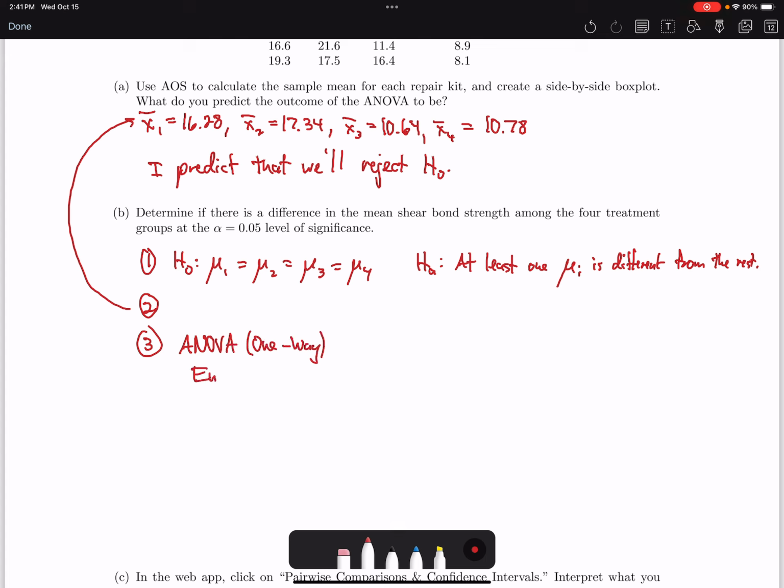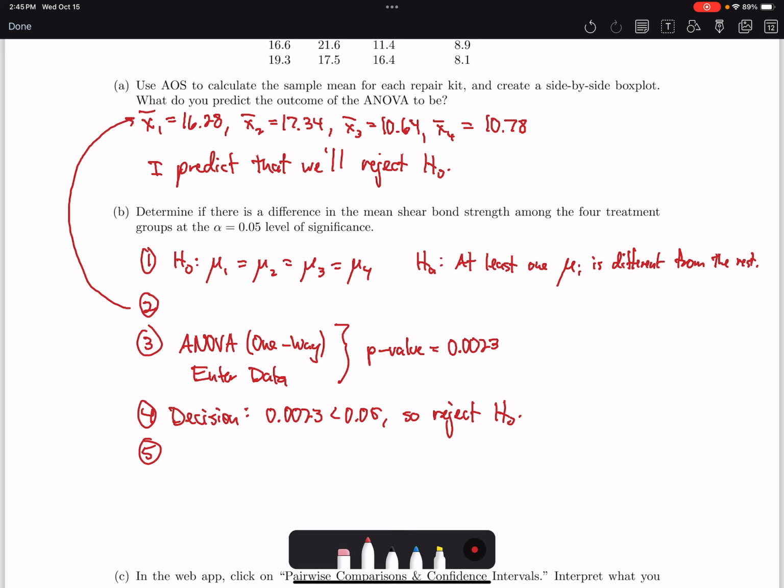Okay, so 0.0023 is less than 0.05. So reject H null. We're rejecting H null in favor of the alternative. That means at least one of the means is different. In the context of this problem, we're talking about the bond strength of the different repair kits. So in conclusion, we might say something like, there is sufficient evidence to conclude that at least one of the repair kits has a different mean bond strength than the others.